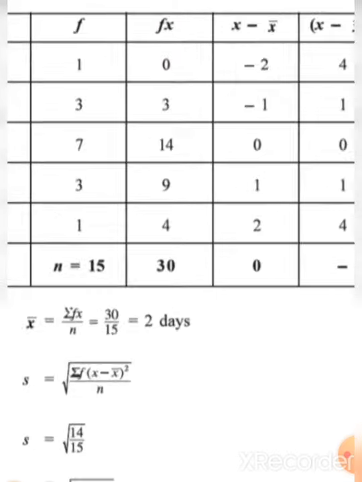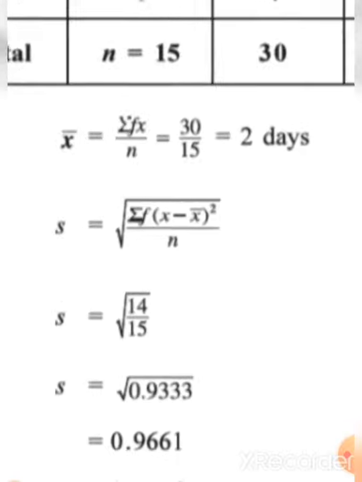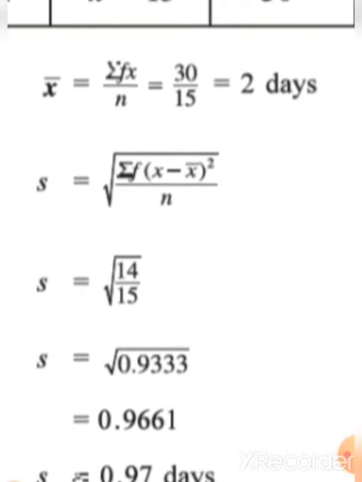So for the discrete frequency distribution, when it is grouped data, the formula for our standard deviation becomes what? It's nothing, you need to only add f before our regular formula. Our formula for the standard deviation is the square root of sigma fi into bracket xi minus x bar whole square upon n. I repeat, it is the square root of sigma fi into bracket xi minus x bar whole square upon n.